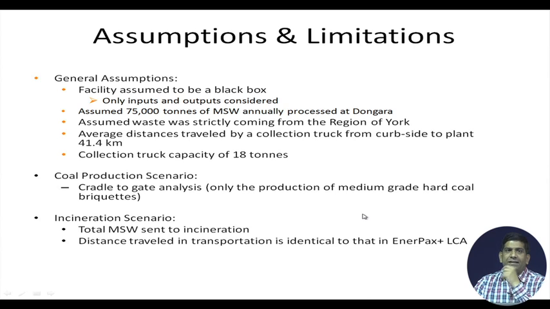As I said, there will always be certain assumptions and limitations. Here the facility was assumed to be a black box because only inputs and outputs were considered. We didn't have data for other details, like material or energy input from individual processes. So we assumed 75,000 tons of MSW annually processed, and that the waste was strictly coming from the region of York in calculating the transportation requirement. Average distance traveled was 41.4 kilometers, and collection truck capacity is 18 tons.